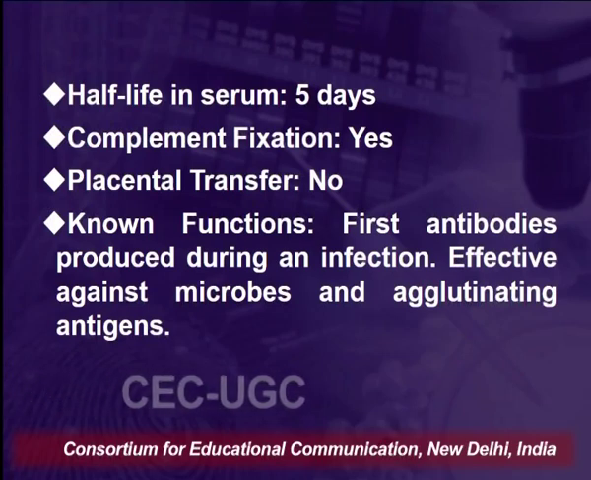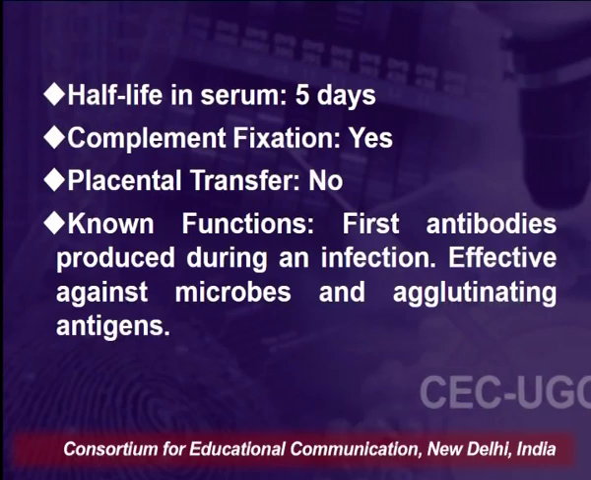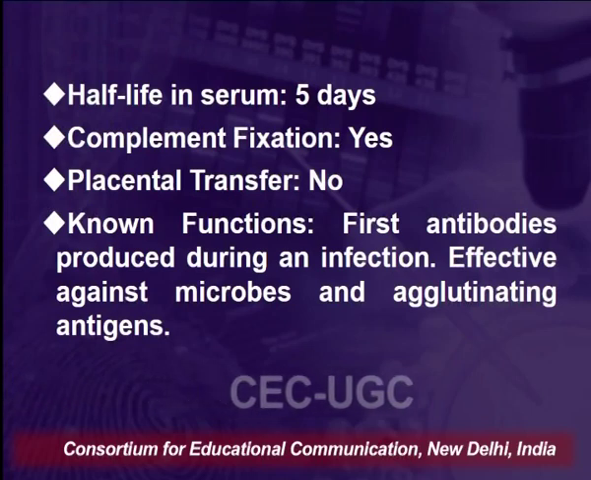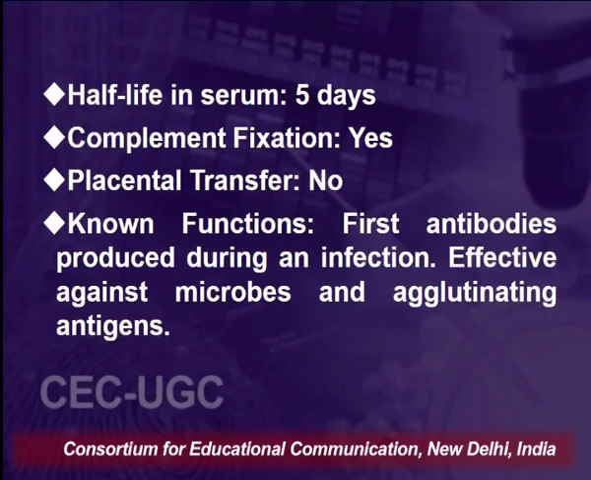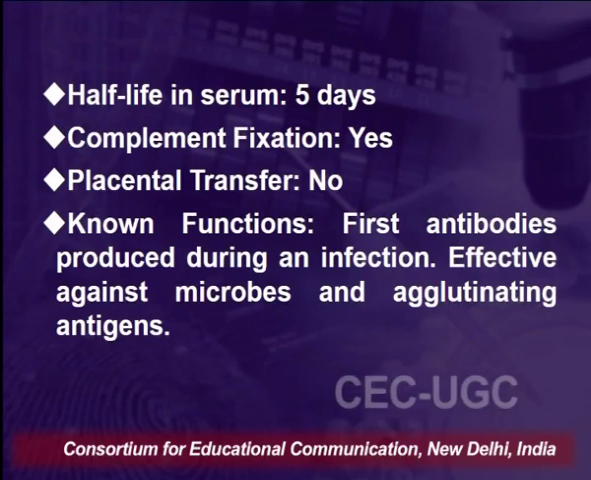Their known function is that they are the first antibodies produced during an infection. Whenever any foreign antigen enters our body through any viral, bacterial or microbial infection, the first antibodies produced in our body are IgM. Our immune system gets triggered whenever any foreign antigen enters our body, and the first antibody which gets produced is IgM, to help us fight that particular infection.